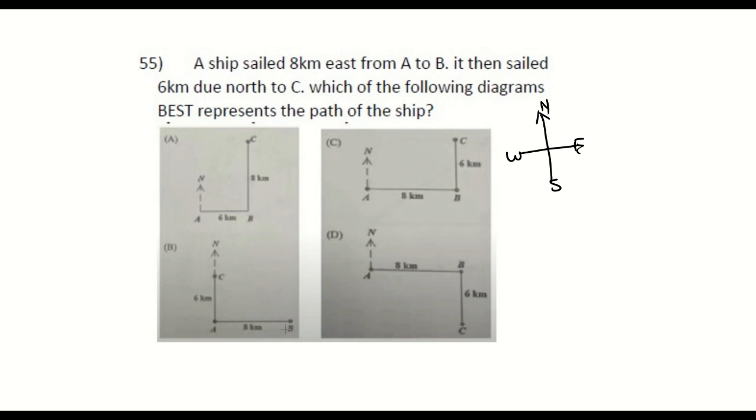Right, this is 8, but then it sailed 8 to C. So we're going from B to C. This one does not have B to C, so it is not this one and it's not this one. So we're going 6 north, and that is going up. This one is going down, so the answer would be C and not D. Right, remember north is upward direction.